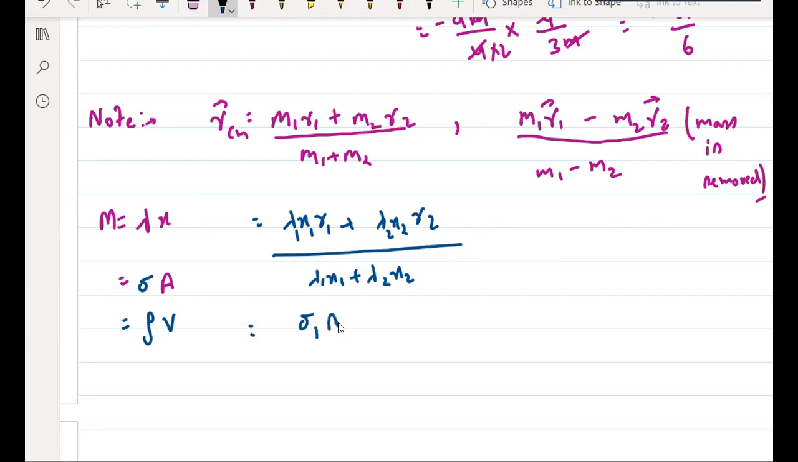Same way, sigma 1 a1 r1 plus sigma 2 a2 r2 by sigma 1 a1 plus sigma 2 a2. If it is a continuous mass system, sigma will be constant. Take sigma common, it cancels. Clear? Yes or no? Everyone, right? So it is not a different formula. It is just a basic concept which can be represented in different forms.